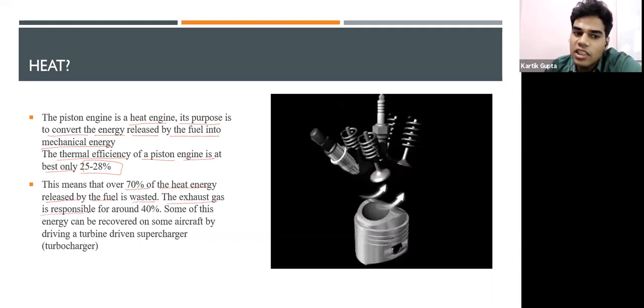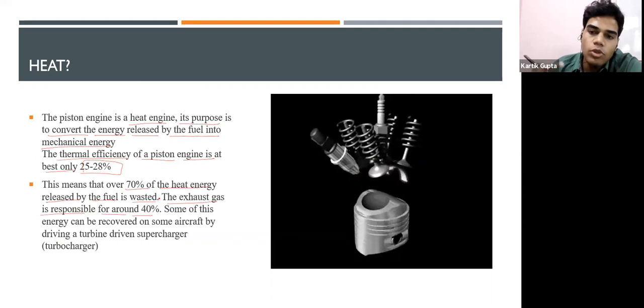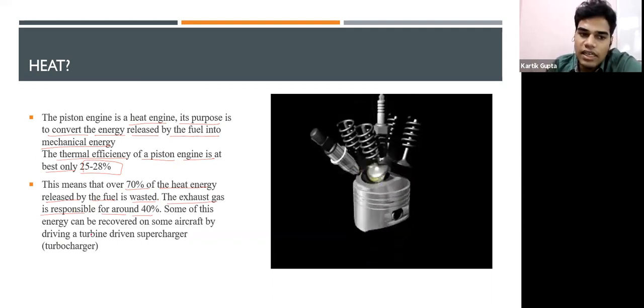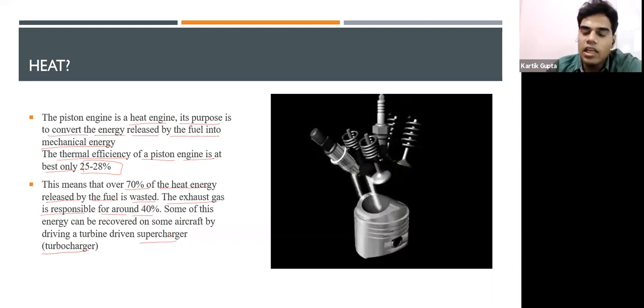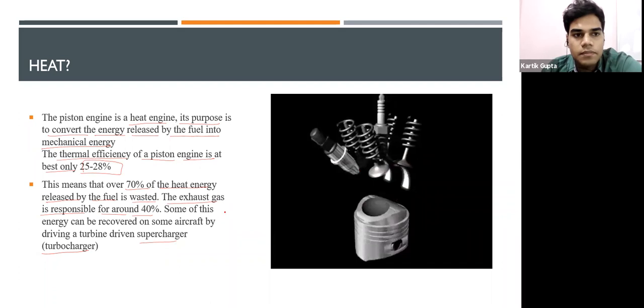The exhaust gas is responsible for around 40% itself. In the exhaust gas, almost 40% of this heat energy is wasted. Some of this energy can be recovered, and we'll discuss that in turbocharger. Okay, turbochargers and superchargers we'll be discussing in the last part of this segment of piston engines.